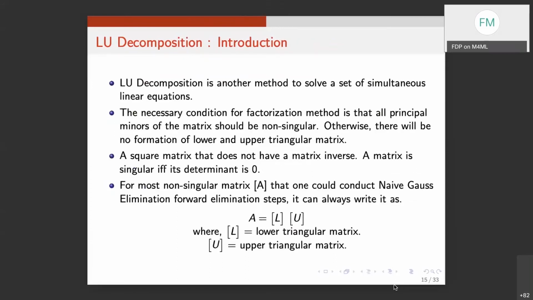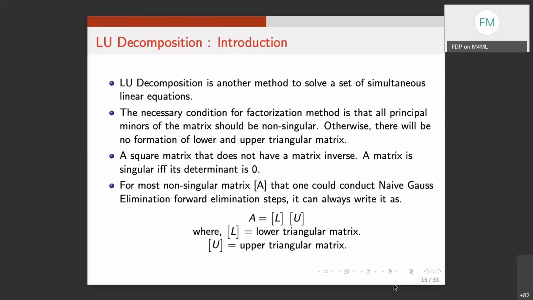So when we say that we are trying to decompose a matrix, this is one of the methods to decompose, to reduce the set of matrices, right? So basically this is one more method that is used to solve simultaneous linear equations, right? The condition for factorization methods is that all principal minors of the matrix should be non-singular. Otherwise, there will be no formation of lower and upper triangular matrices. A singular matrix is a square matrix that does not have a matrix inverse. A matrix is singular if and only if its determinant is 0.